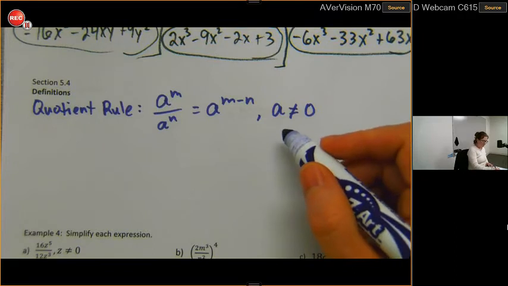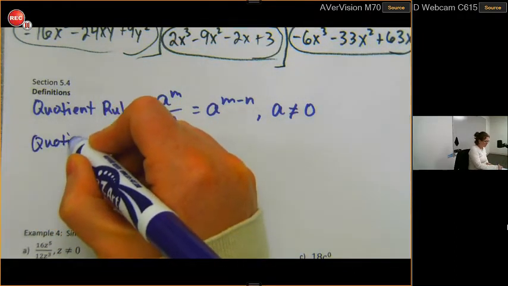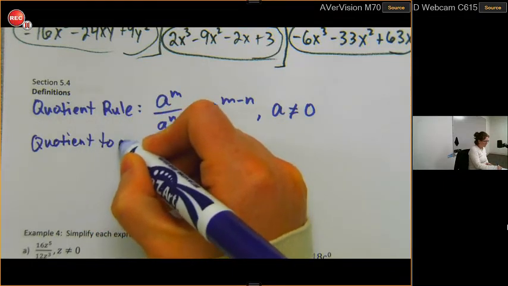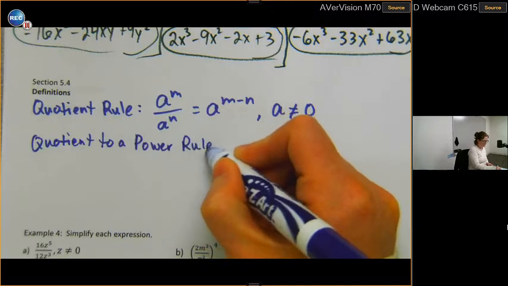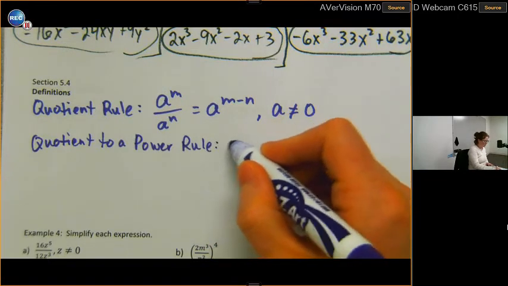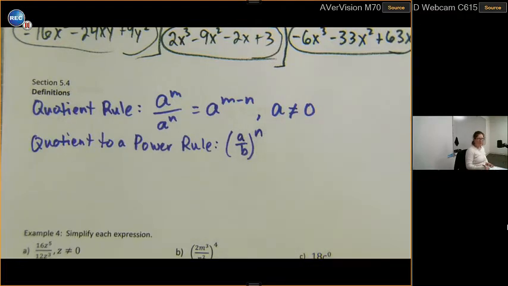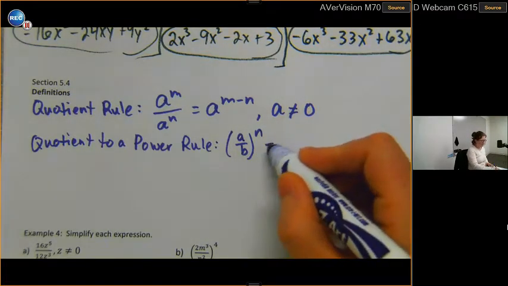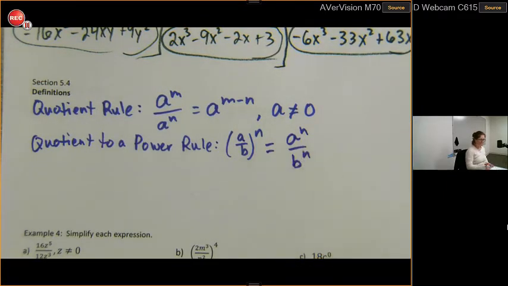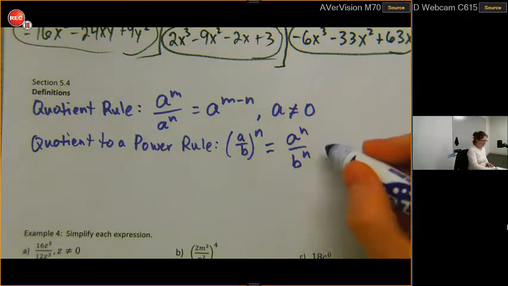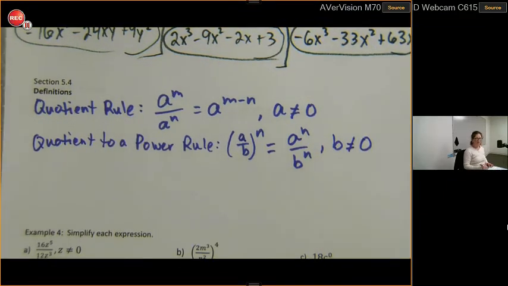We also have the quotient to a power rule. If I have a fraction with an exponent on the outside, then I can distribute that exponent. And again, the statement that the denominator is not allowed to equal 0.